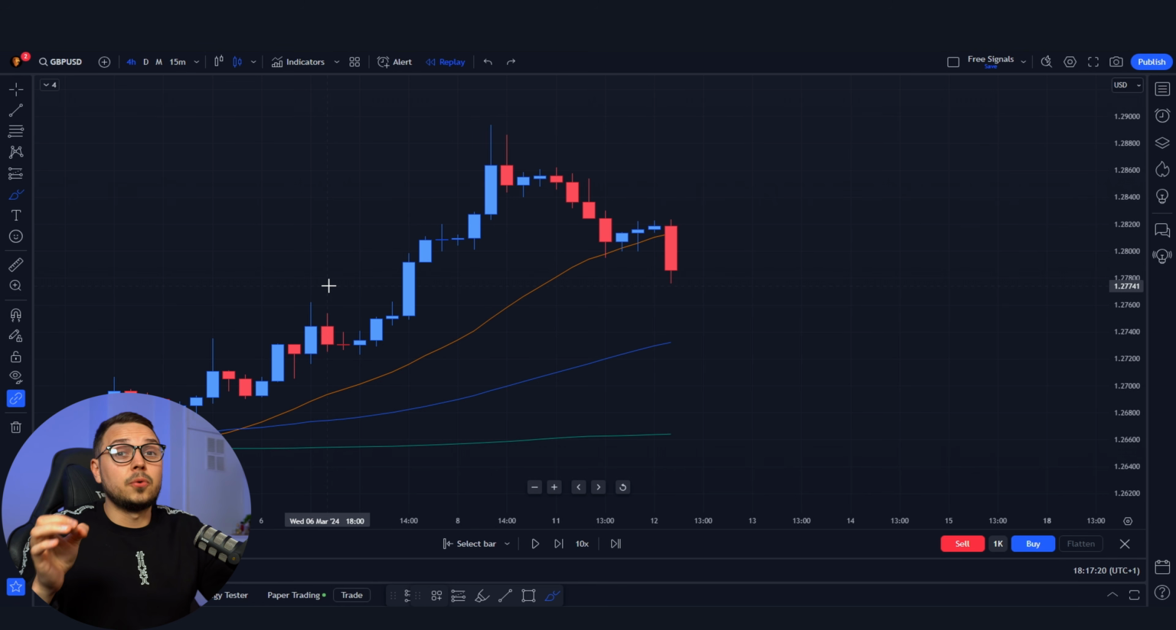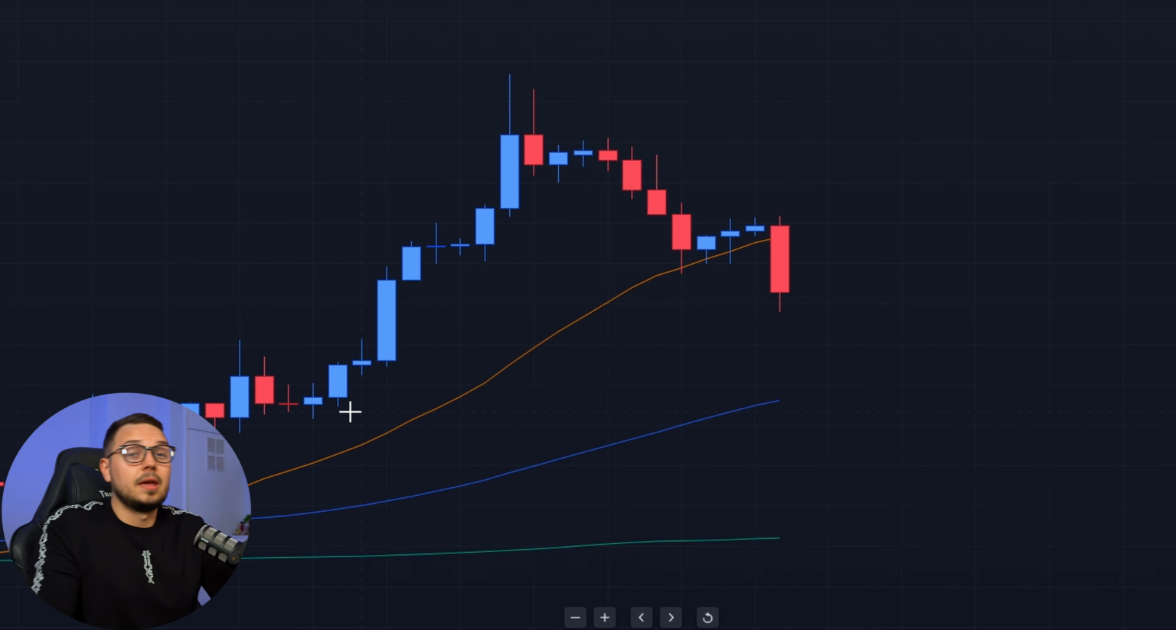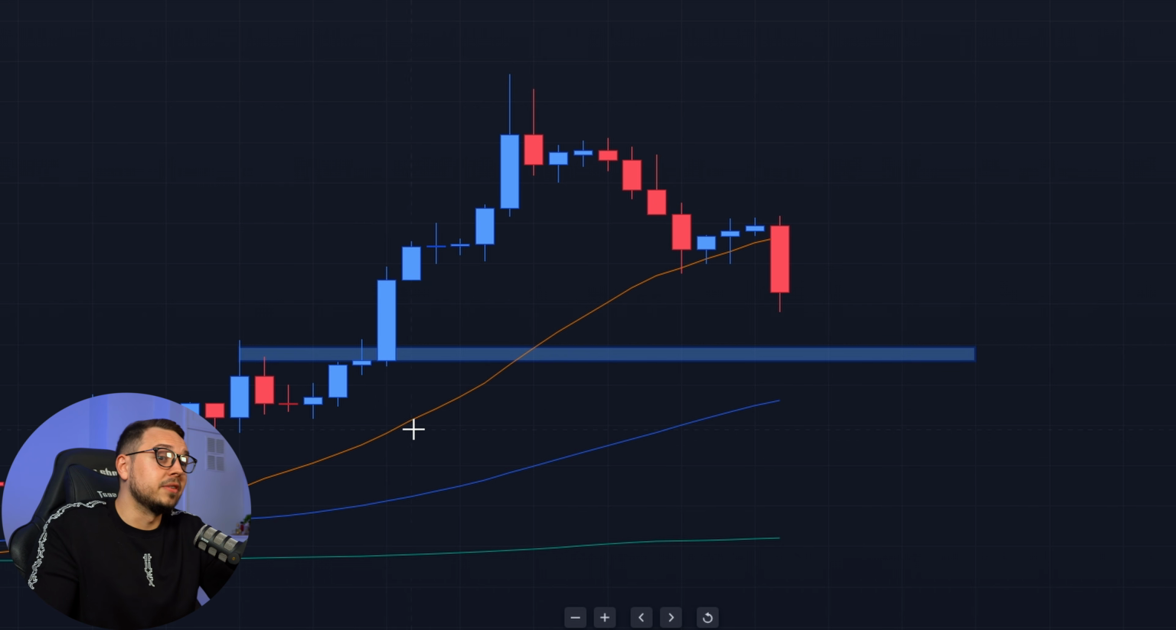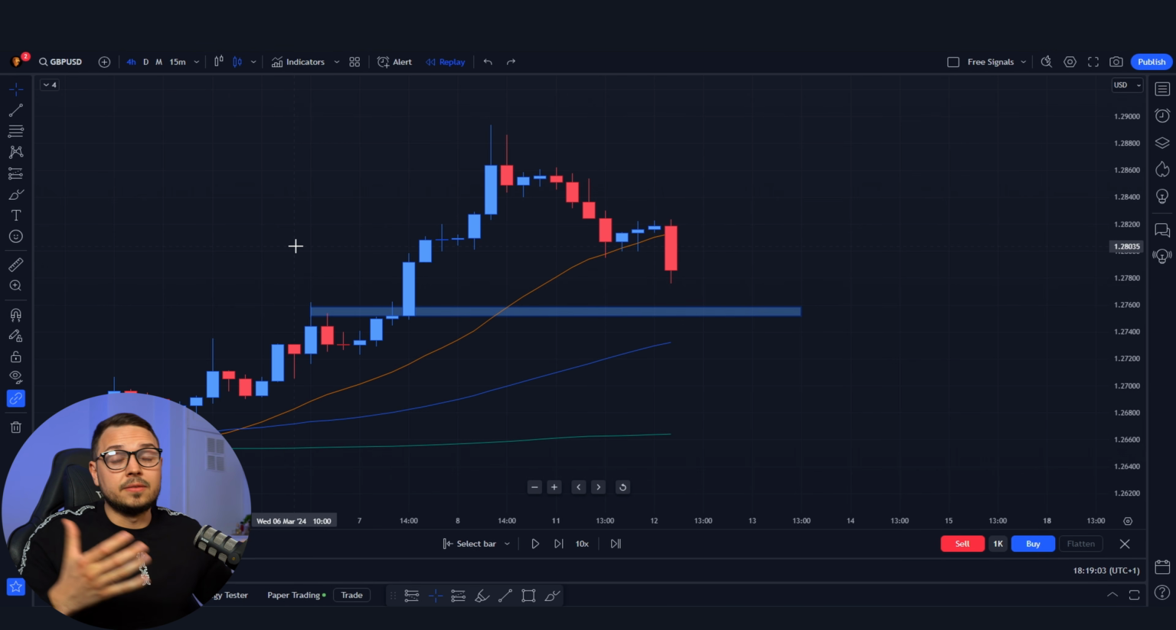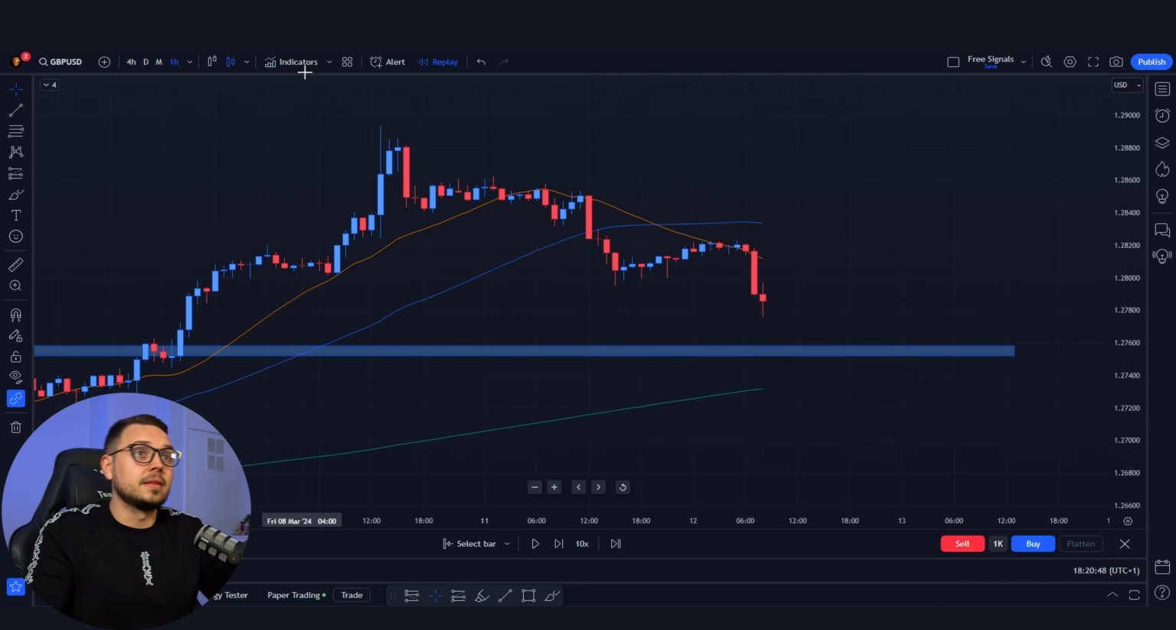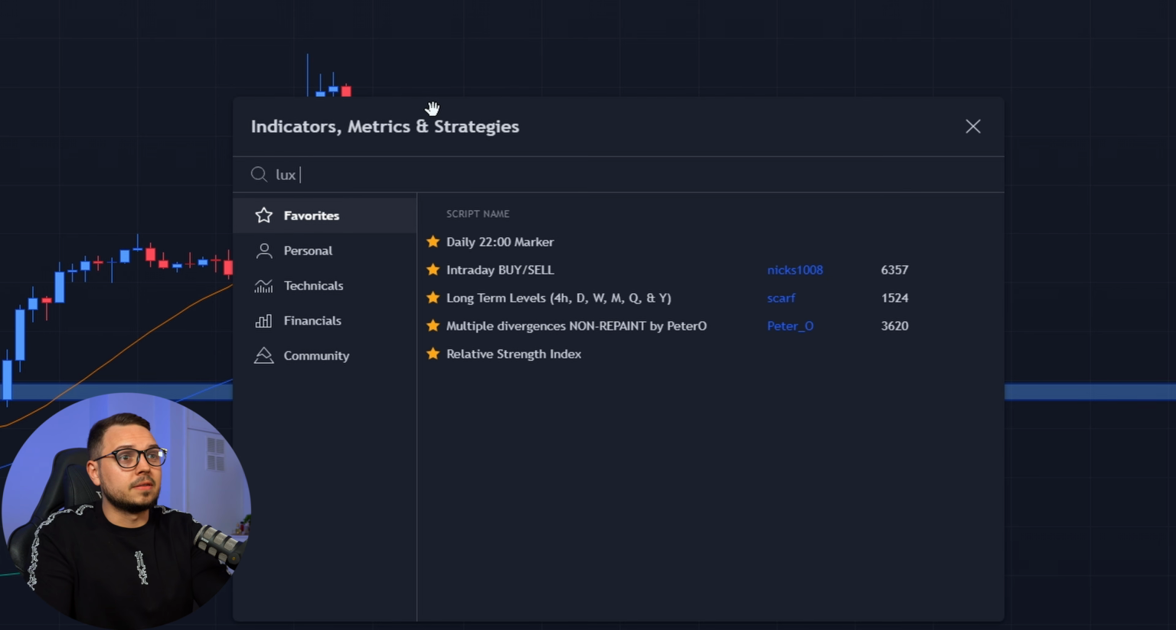We then want to look for a strong support level on the 4-hour time frame following the market trend. As we can see, this support level seems to be a good choice. After we identify the market trend and support, we want to move on to the hourly time frame and add another indicator which will help us spot market sessions. This indicator is called Lux Sessions.